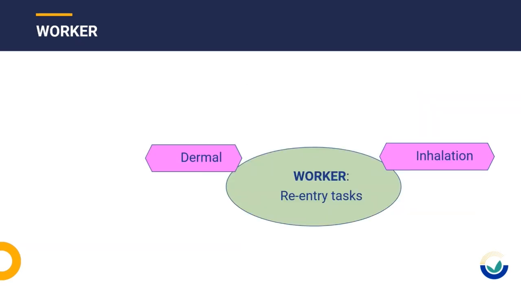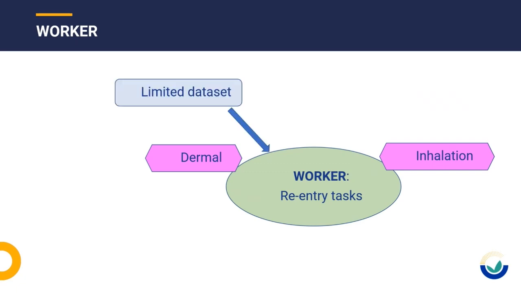The second group of interest is the worker. The workers are the persons re-entering the treated field, the treated crops, after the application of the plant protection product, and they perform re-entry tasks, including activities such as crop inspection or harvesting or maintenance. As for operators, the relevant routes of exposure taken into account are dermal and inhalation.